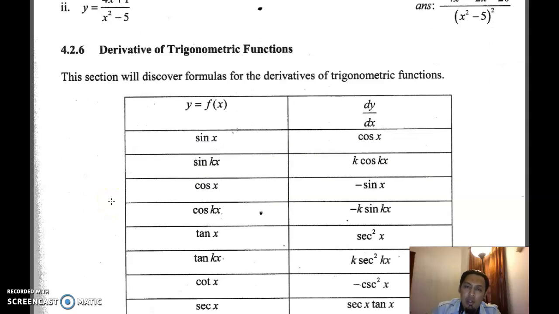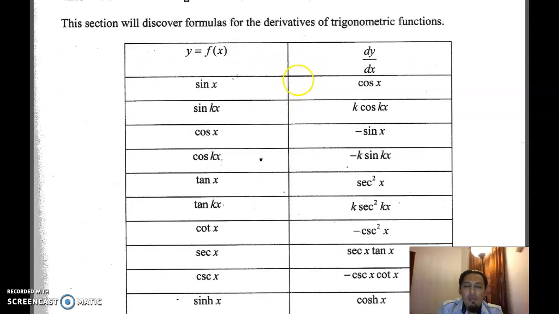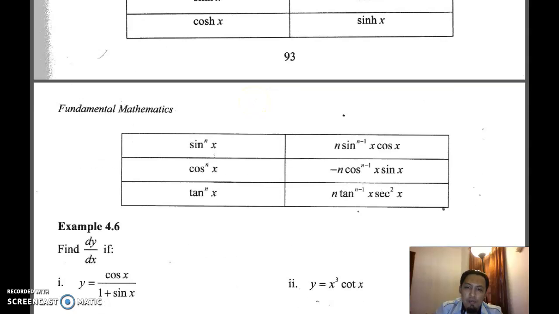And now the next one is the derivative of trigonometric functions. In the derivative of trigonometric functions, you can see a handful of formulas that you will need to refer to. For example, when you take the derivative of sin x, it will become cos x, and sin kx becomes k cos kx. So there are several, as you can see here.